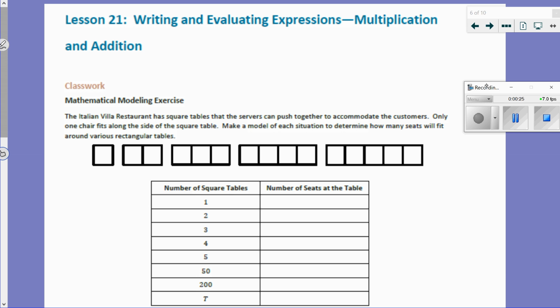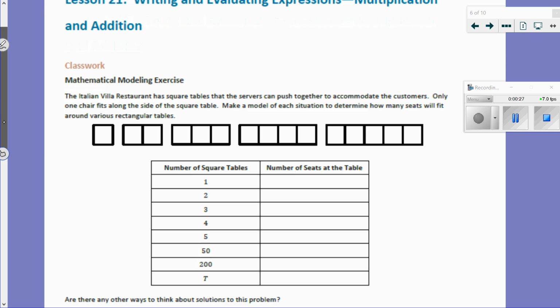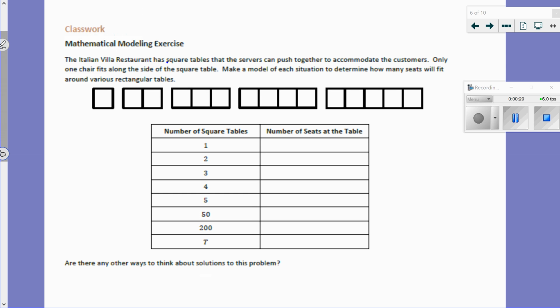What we need to do, we've got a situation where an Italian villa has square tables that the servers can push together to accommodate the customers. Only one chair fits along the side of the square table. They gave you a model for the first 5. So, utilizing your group, figure out how many chairs you can put given the number of tables that we have in our chart. I will give you guys one hint.